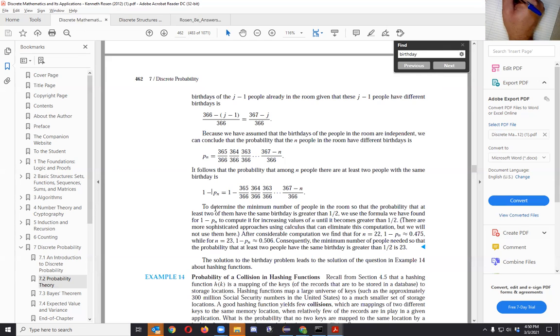So 1 minus, so 11 over 12 times 10 over 12 times, let's do 9 over 12. So this would be n equals 4, 13 minus 4 equals 9.